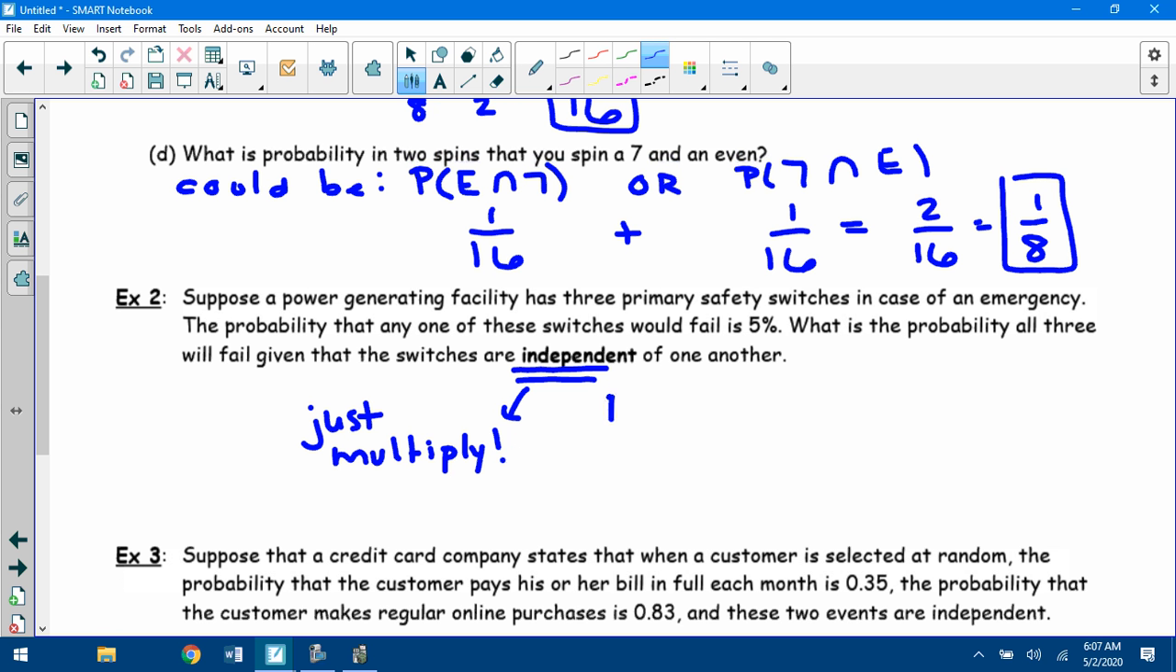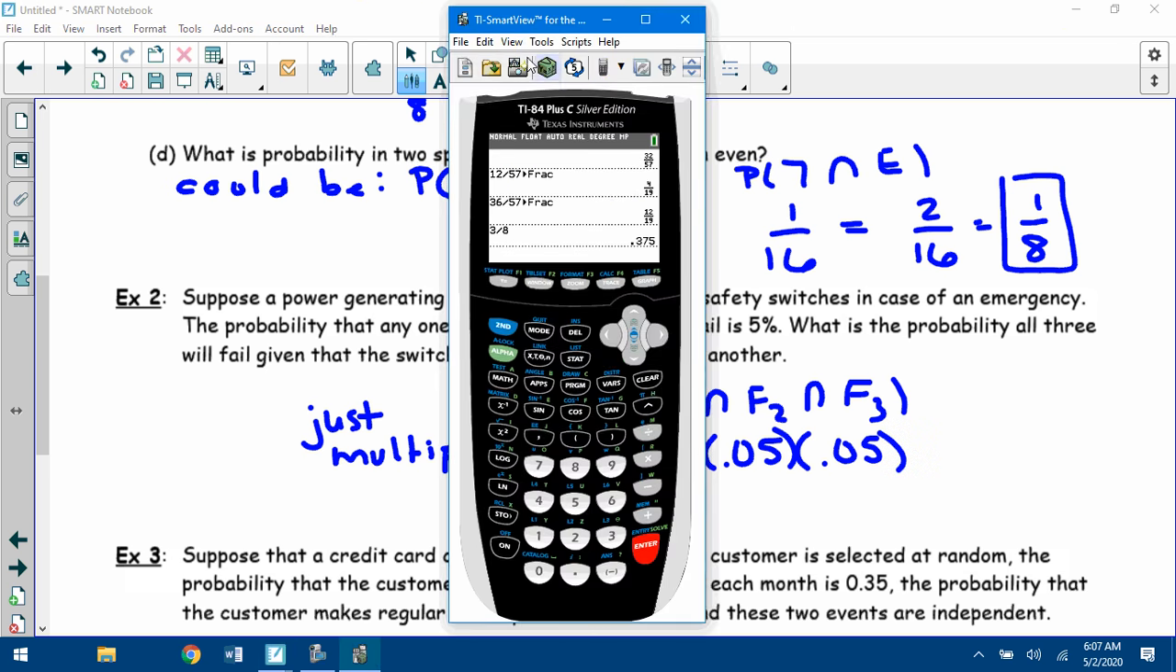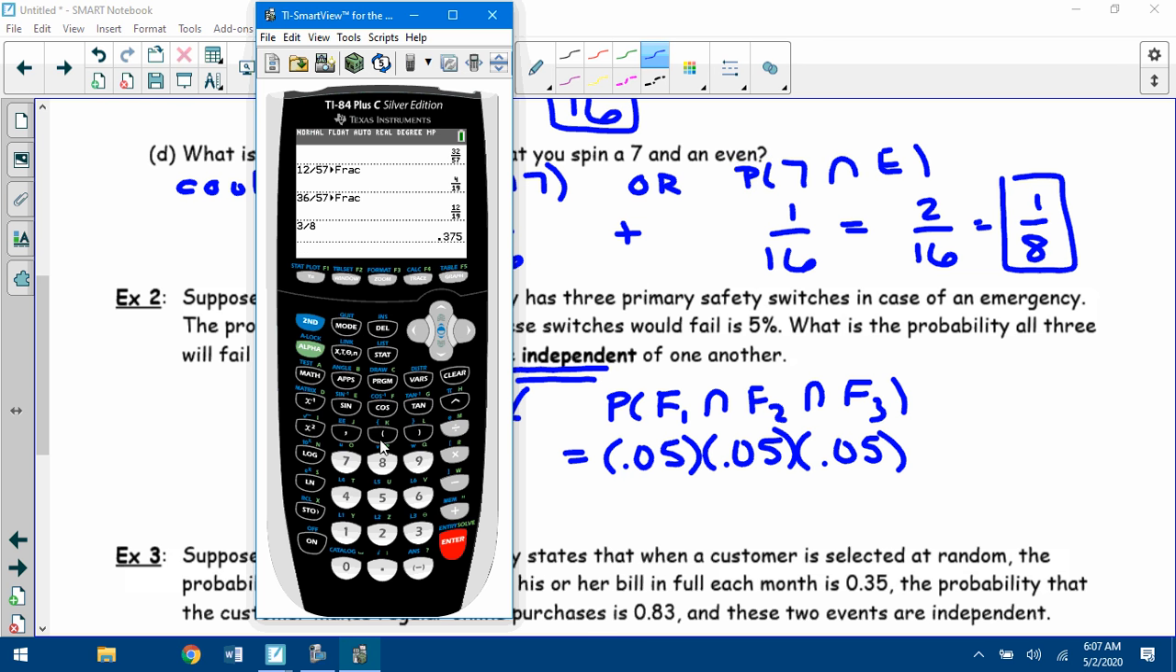So I would say the probability that the first one fails and the second one fails, and the third one fails. You can multiply all three. I know the formula we just did had two things multiplied, but you can extend it to multiply as many scenarios as you need. So it's going to be 0.05, 5%, times 0.05 times 0.05. The probability of any individual one failing was 0.05, and they were independent of each other. So I could just do 0.05 cubed.